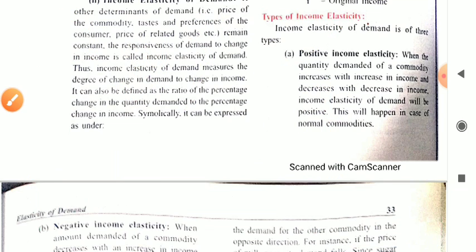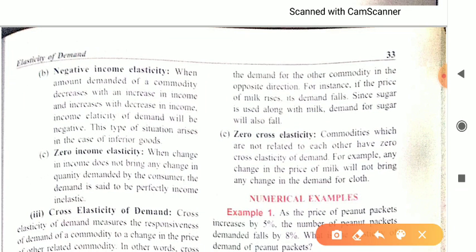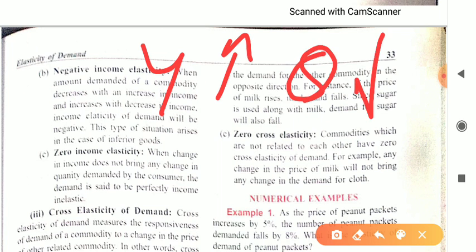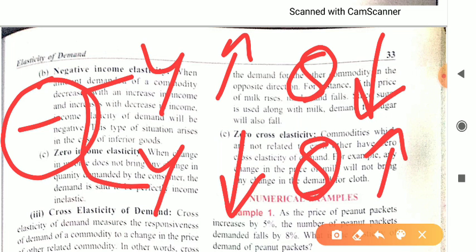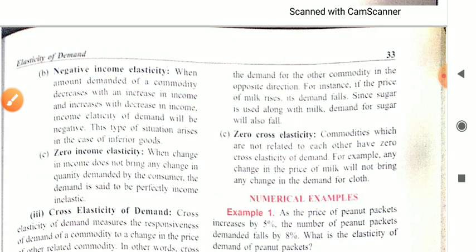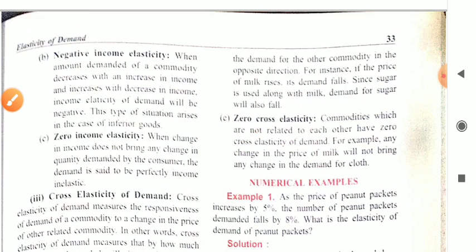Okay, dear student. Now, negative income elasticity. When the amount demanded of a commodity decreases with the increase in income of the consumer and vice versa. It simply represents that when income of a consumer increases, its quantity demanded decreases, and when income of a consumer decreases, its quantity demanded increases. So this shows a negative or inverse relationship between income and quantity demanded. So this represents negative income elasticity.